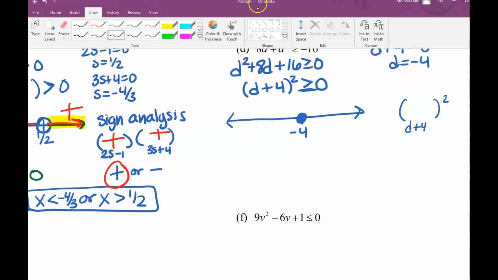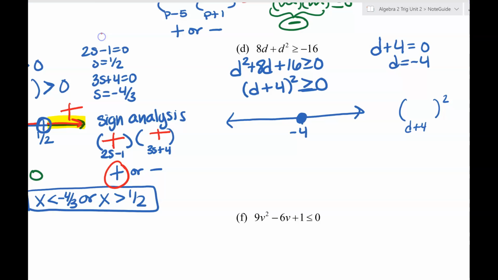So when we do this, we plug in something to D. If we plug in a number smaller than 4, like say -8, -8 plus 4 will make a negative, but when you square that, it's going to be positive. Okay. Now if I plug in a number larger than 4, like say 10, 10 plus 4 makes a positive, and when I square that, it's a positive.